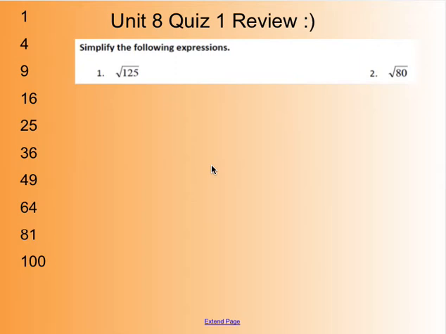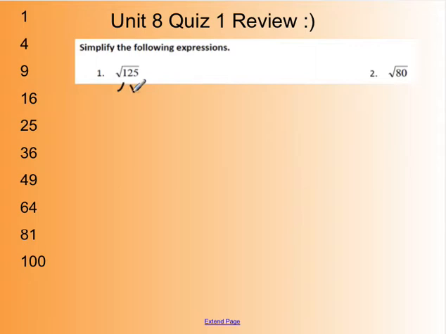Here today, but hopefully this will help you prepare for that upcoming quiz. So let's go ahead and take a look at simplifying the radicals. At no point do I want to have decimals. So I want to work on breaking down that radical 125.